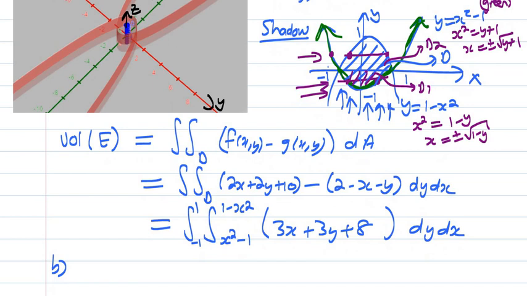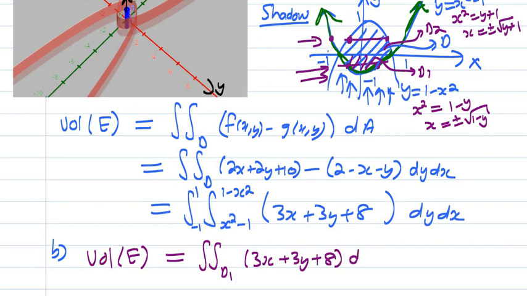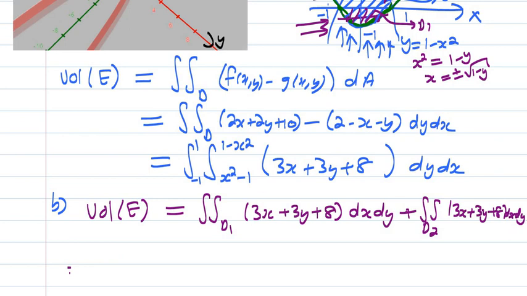Alright? So if we're going to express the volume using this order, we're going to write this as a double integral over D1, which is below the x-axis. The integrand is still 3x plus 3y plus 8 dx dy, plus a double integral over region D2. The integrand is still 3x plus 3y plus 8 dx dy. Alrighty, and now let's go for it.